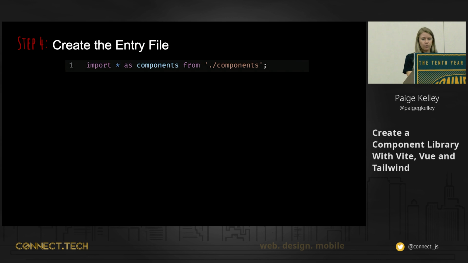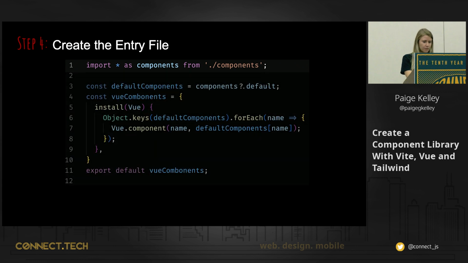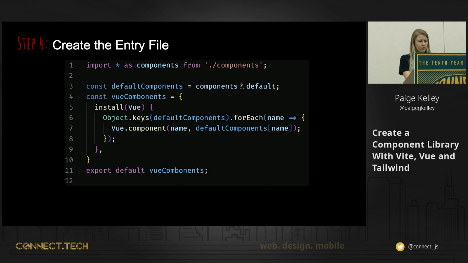So in our entry file, we're going to import all of our components from that components folder that we created earlier. Then we're going to create a value called viewComponents, and this is what we're going to be exporting out to the consuming application. So what it's doing is taking in all of those components, iterating over them and installing them on the Vue instance to make them into a plugin.